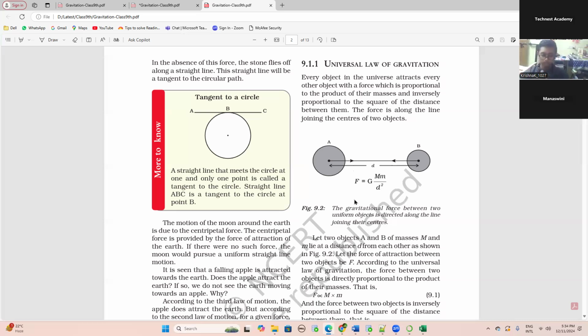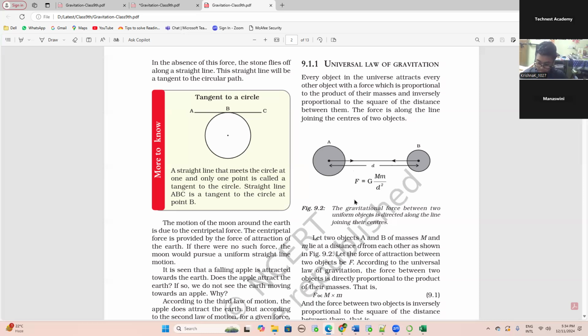Earth is exerting force on the moon as well. So we learned yesterday any two objects exert force on each other. Hope this is clear. Yes, sir.